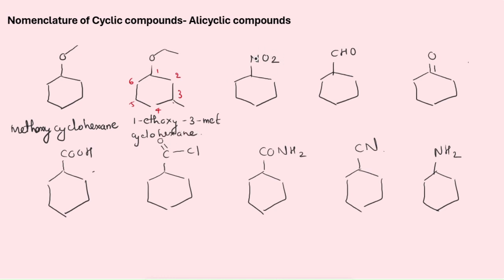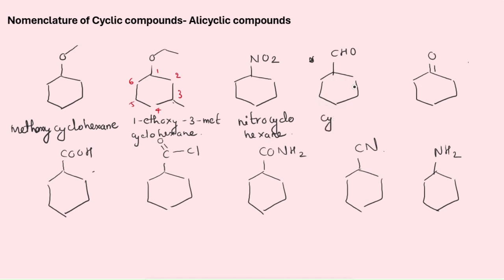Now, nitro is always a prefix. Therefore, we have to call this nitrocyclohexane. All of them are cyclohexane molecules. Now, from here onwards, you have to remember the names of the molecules. It's a little bit tricky, so just concentrate here.